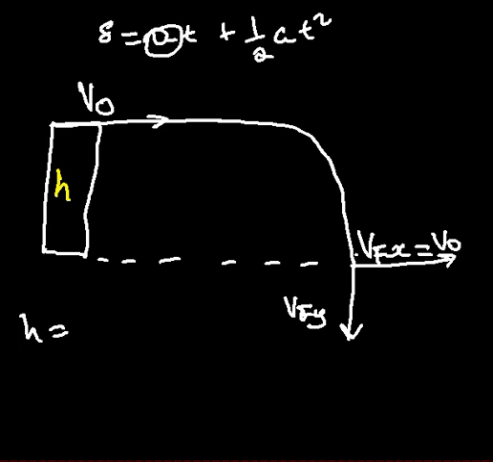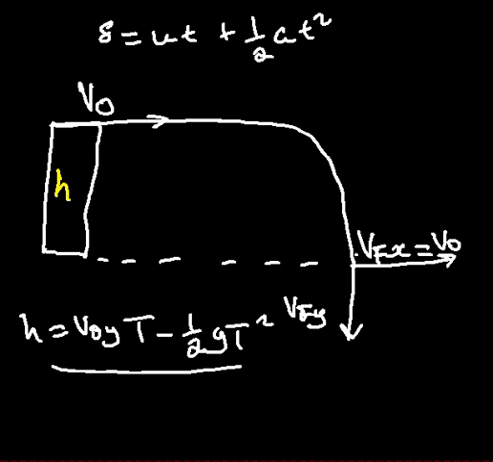And this initial velocity is the initial velocity along y, which is given as v naught y. And this time is the total time, capital T, minus half g t total squared. So this is the formula that we use to have the height of the building in case we have the total time and also the initial velocity along the y-axis.